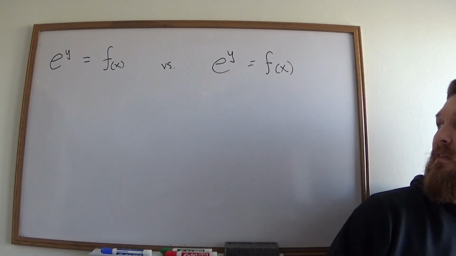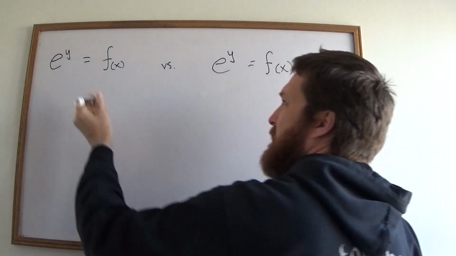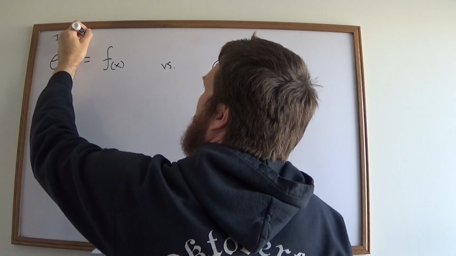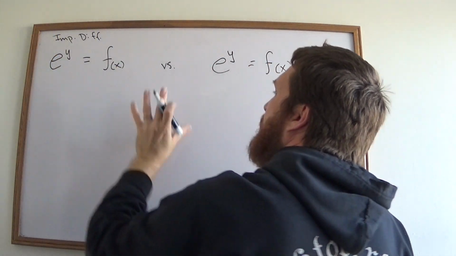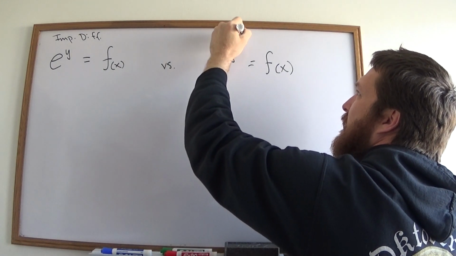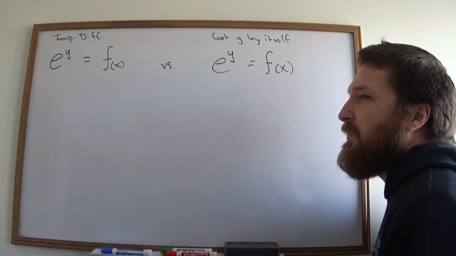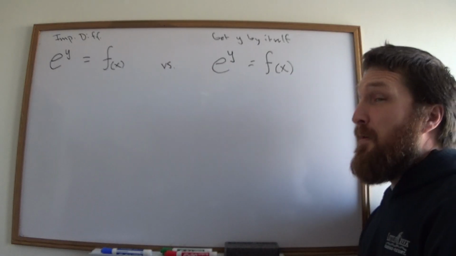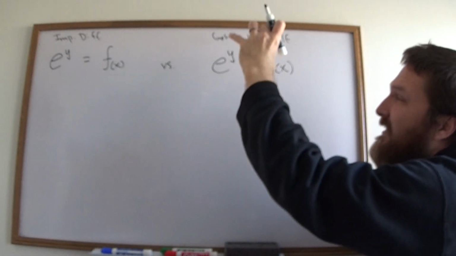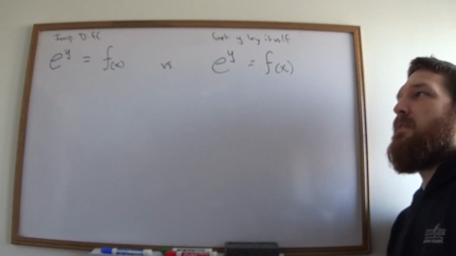Okay, so let's think about if you have something that looks like this, and you want to do implicit differentiation versus something like just get y by itself. For whatever reason, you might want to get y, or maybe it's not y. Maybe it's something else locked up inside of an e that you want to get out of there. There's two different ways of going about this.